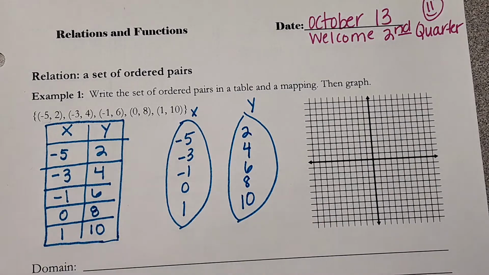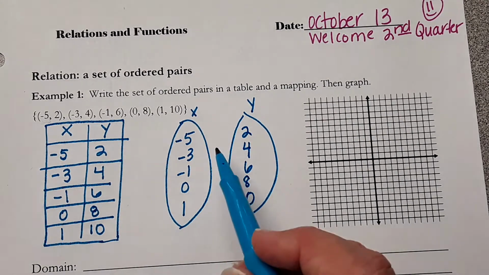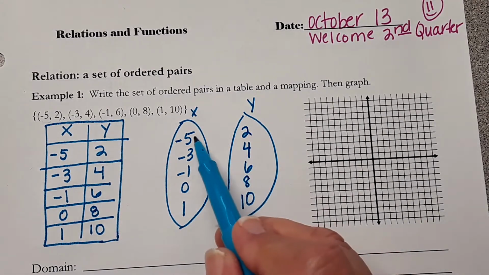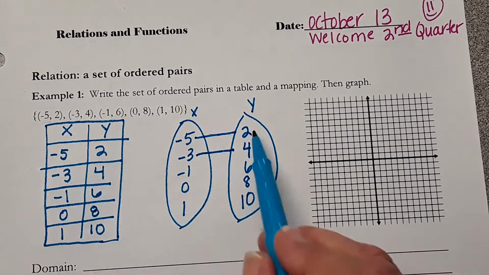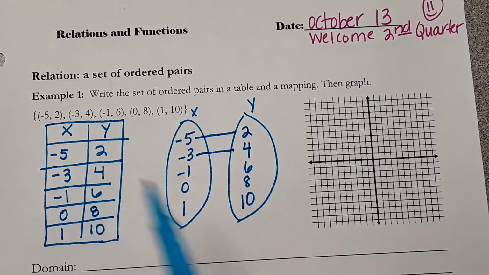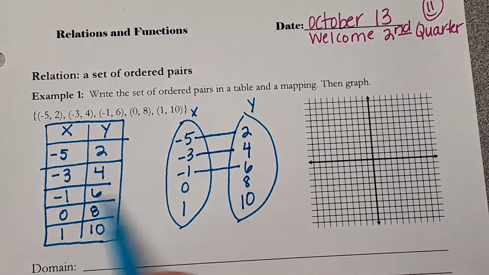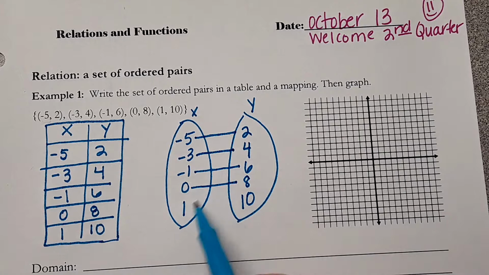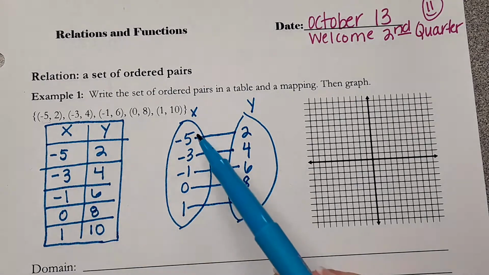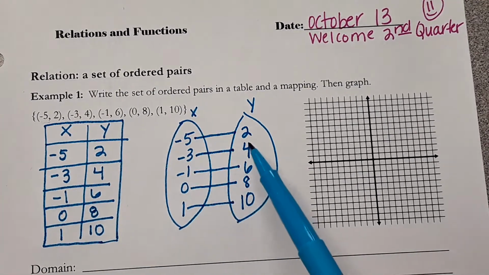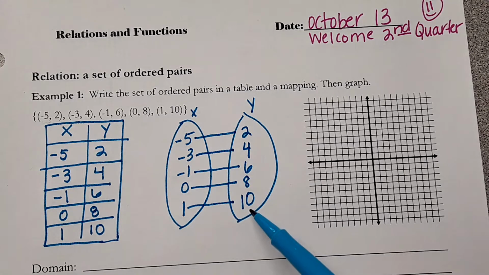And then you just map it. What it means is you draw a line from one number to the next. You draw -5 to 2, -3 to 4 because that's an ordered pair, -1 to 6, 0 to 8, 1 to 10. Not always is it going to line up that way. It just happened to be that way. So your 2 might have been down here and you would have just drawn a line. I think I have an example like that for us to do.